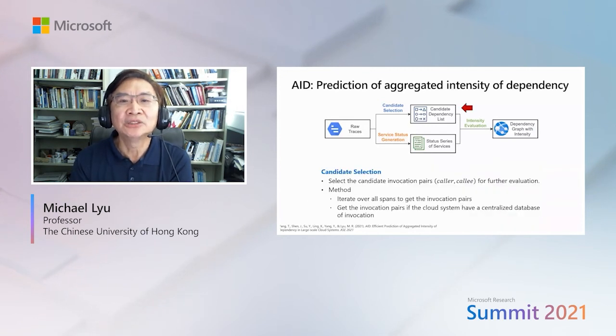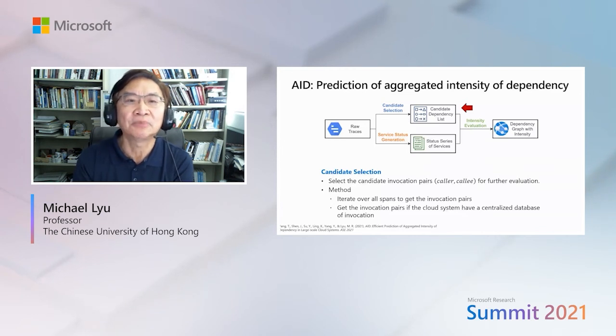The right figure is a span generated by an open source microservice benchmark. The first step is to generate candidate call pairs. The purpose of this step is to find all the call relationships that need to be evaluated. One can complete this step by traversing all the spans. If there is a centralized call database in the cloud system, you can also directly query the database.